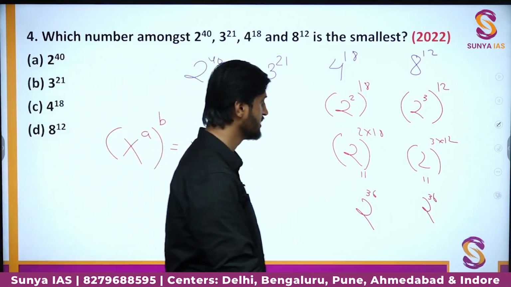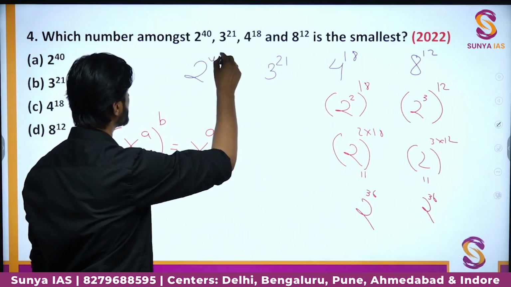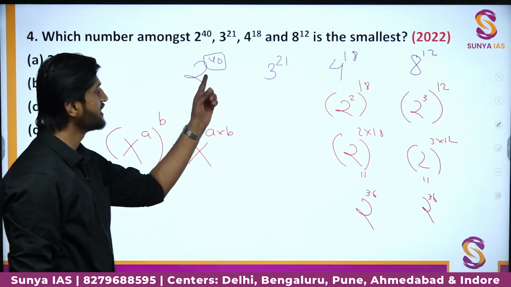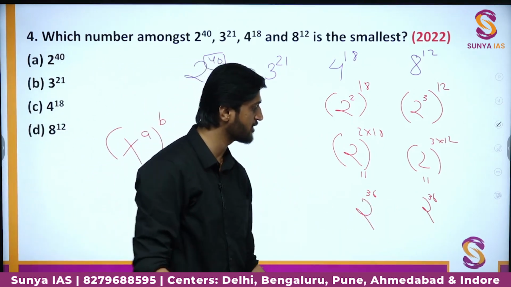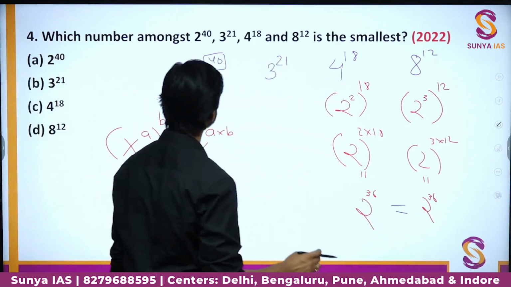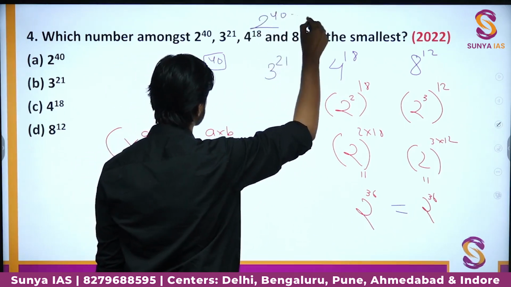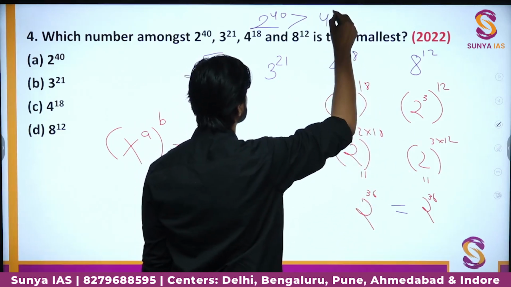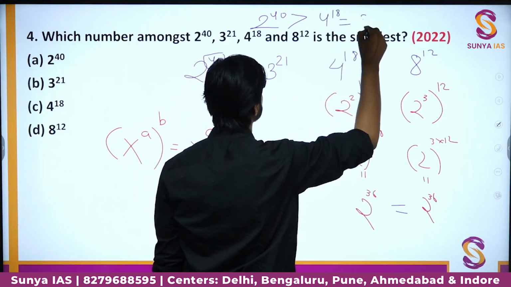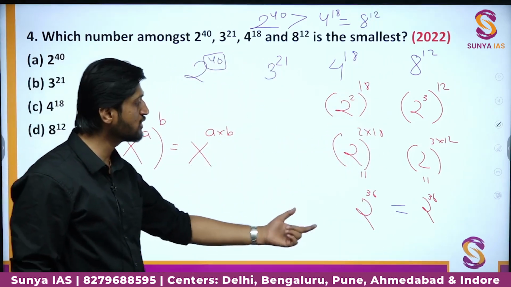Now, you can see that this number is 2 to the power of 40. Here the power is larger. So, definitely this number is going to be greater than these two numbers, and both of these numbers are equal to each other. So, one can say that 2 to the power of 40 is larger than these two numbers, and both of them are equal. Let us write this 4 to the power of 18, which is equal to nothing but 8 to the power of 12. Now, one number is larger, two numbers are equal.